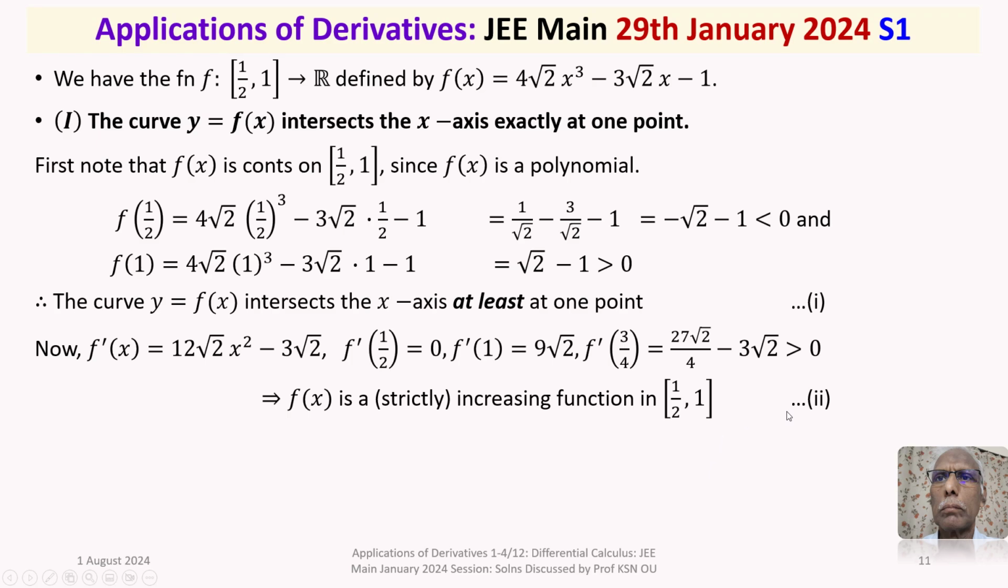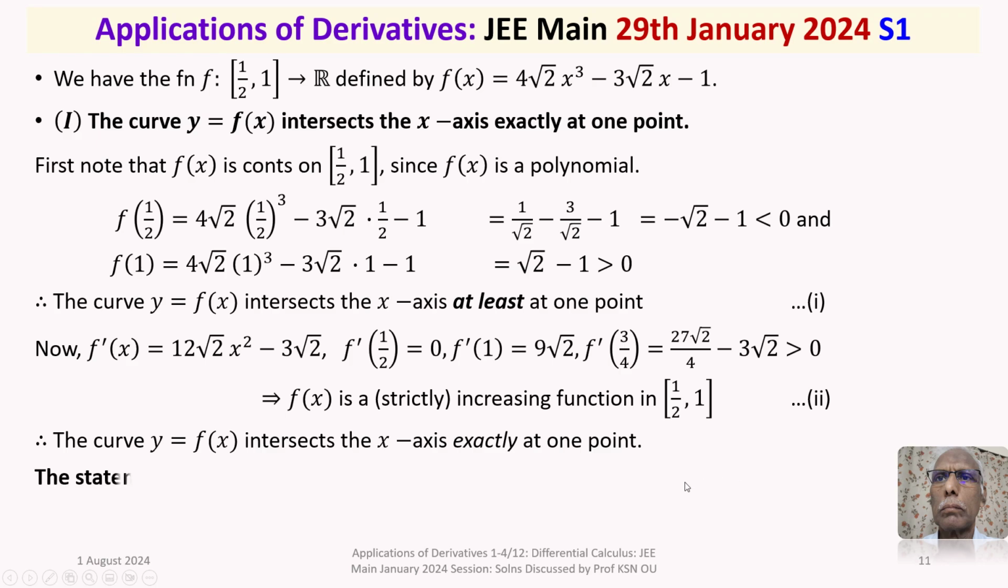And that is the fact 2. The fact 1 is y is equal to f of x intersects the x-axis at least at one point. Now it is strictly increasing. It cuts the x-axis at one point, and it will not cut at any other point because it is strictly increasing. So this fact 1 and 2 put together will tell you that the curve y is equal to f of x intersects the x-axis exactly at one point. Thus, your statement 1 is correct.